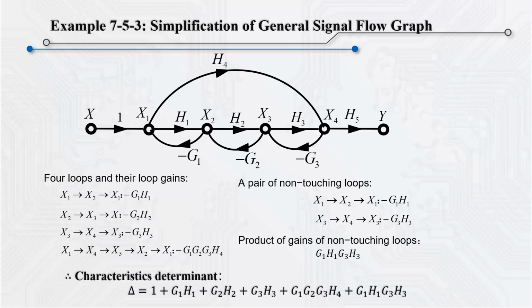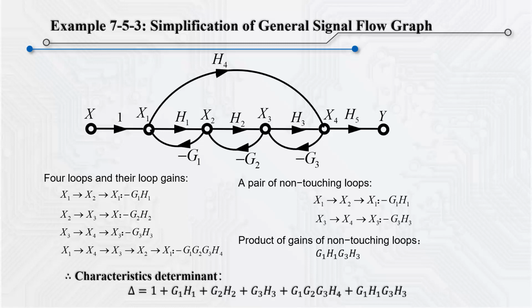There are 4 loops in this signal flow graph. This is the first one and its loop gain. This is the second one and its loop gain. There's the third one and its loop gain, and the last loop consists of several branches. This is its loop gain. In these 4 loops, there are 2 non-touching loops, which are these 2 loops. The product of their gains equals G1, H1, G3, H3. We can't find other loop groups with 2 or more non-touching loops anymore.